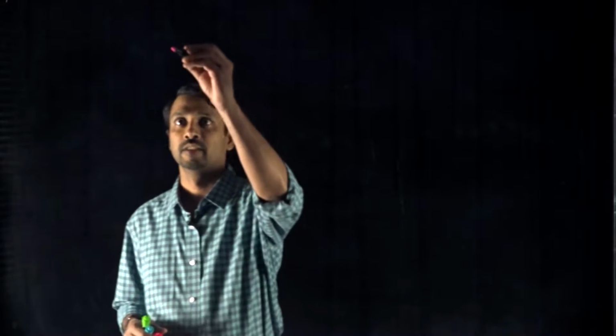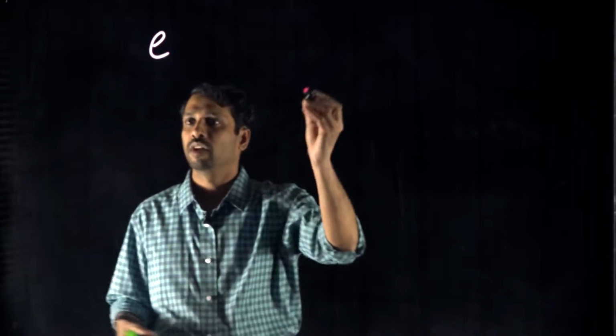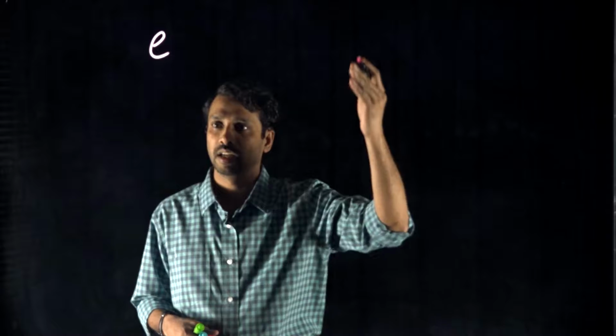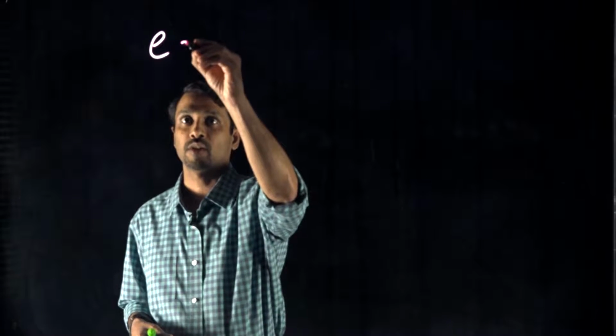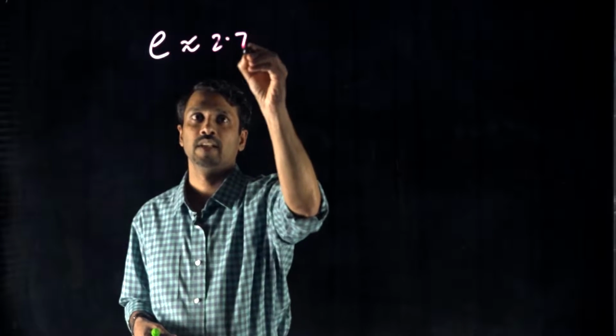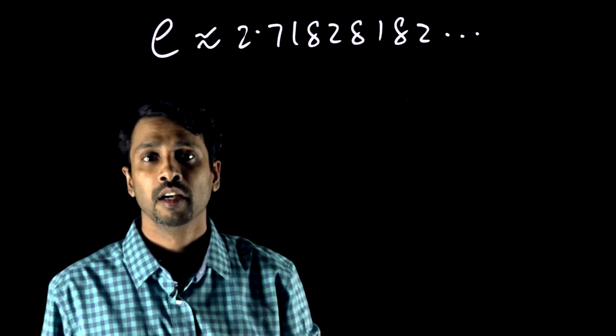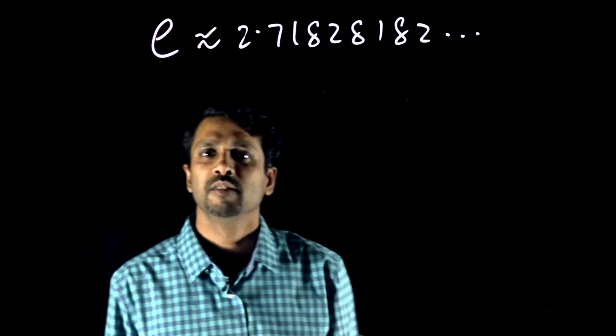Let's talk about the first one. The first one I'm going to say is e. e is what we call an irrational number. Irrational number means you can never write it out until you see the end of it. It is approximately 2.71828182, and it never ends. So it's called an irrational number. And why is this important?